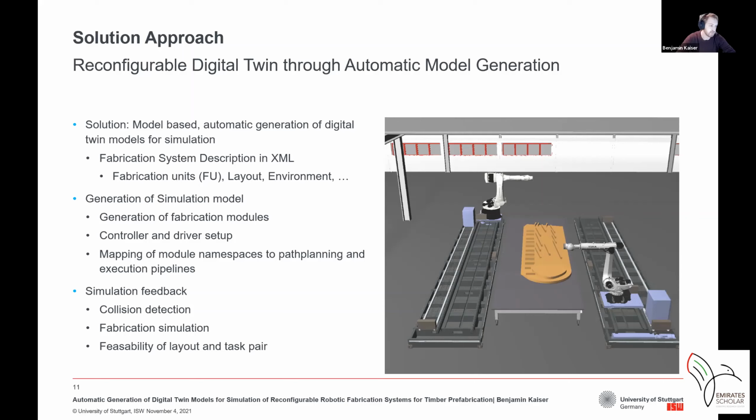So yes, and this, I think, at the end would give us the possibility to get really quick feedback about collisions, maybe singularities, if the sequence that was planned is feasible, and at the end to check if the pair of fabrication layout and fabrication tasks is feasible for production. And hence, if we are able to check that in simulation, we can make adaptations in reality really fast.